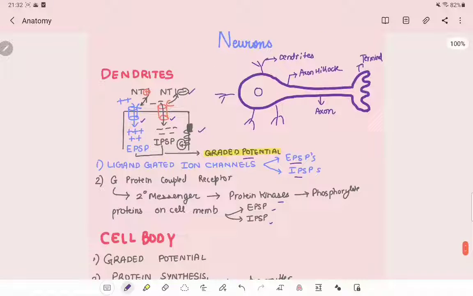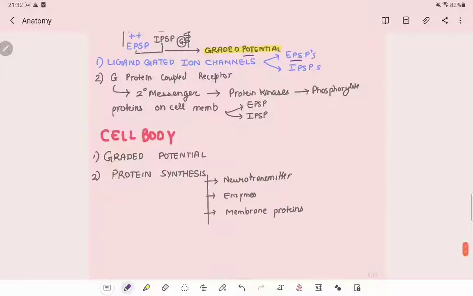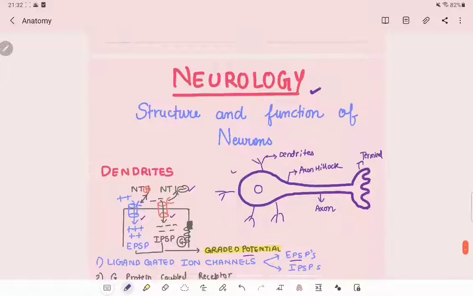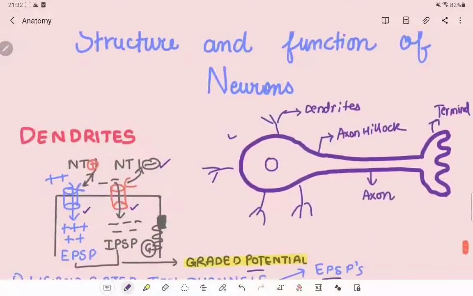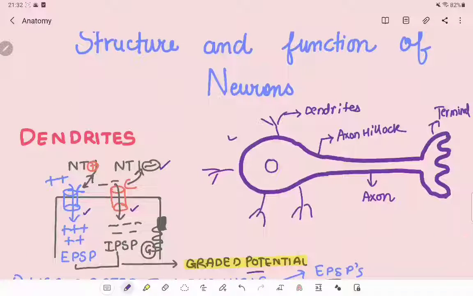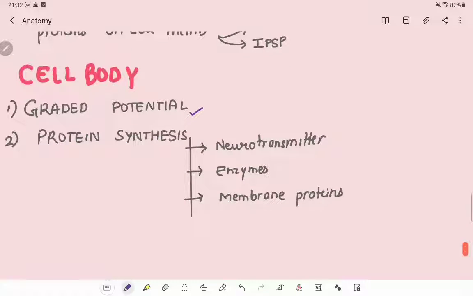So after seeing the dendrites, let us talk about the cell body, or the cyton, or we can say soma. Right. So this is the cell body. As we can see here, this is the cell body. The cell body is also responsible for graded potential. The same thing can happen here as well, and ligand-gated ion channels can be present directly on the cell body instead of being present on the dendrites. So it is responsible for graded potential.